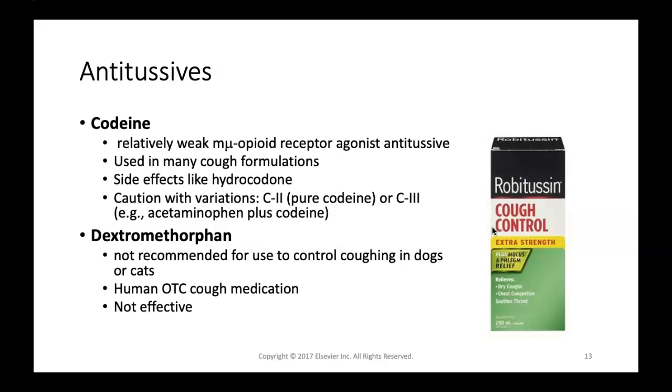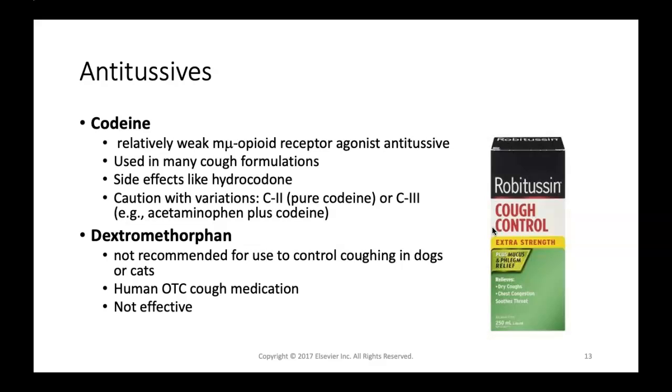Furthermore, some clinics still use codeine, which I would say most are on their way out with codeine. It's a relatively weak mu-opioid receptor agonist antitussive. It's used in many cough formulations, more so for people than for animals. And it has side effects like hydrocodone. So we're talking about a bit of sedation and definitely some constipation.